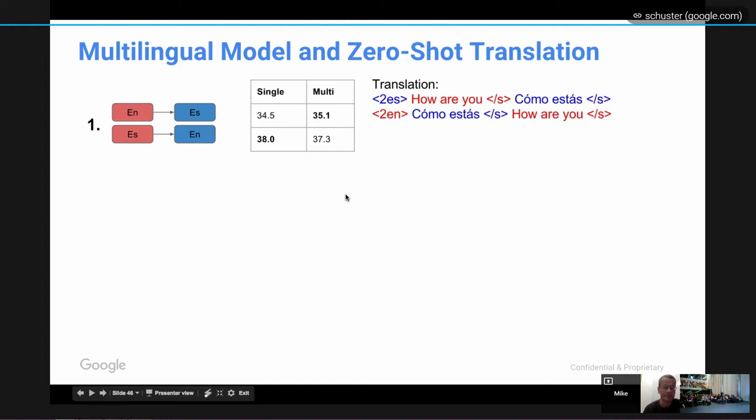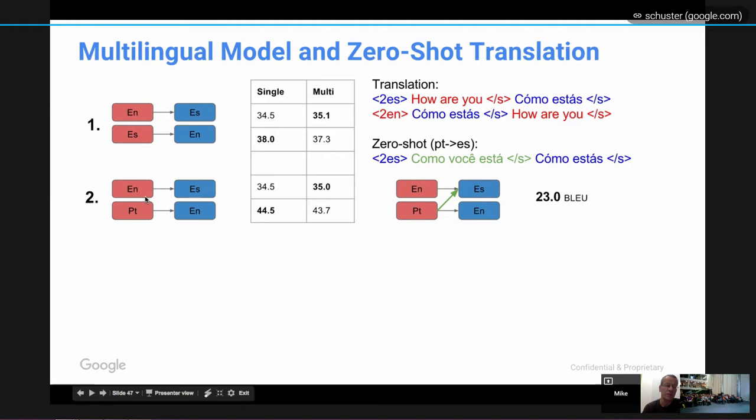So now, let's run another experiment. Let's say we train a system with English to Spanish and Portuguese to English. Again, we see similar results for the single and multilingual models here. Sometimes it gets better, sometimes it gets a little worse. But what is interesting is, now you can run another direction. You can actually translate Portuguese to Spanish. And for that, we get a BLEU score of 23, which is by far not perfect, but it's better than nothing. What that means is that you can use this system to translate Portuguese to Spanish, although the system has never seen any data of that pairing. And we call this zero-shot translation because it can translate languages that, in that setting, it has never seen.